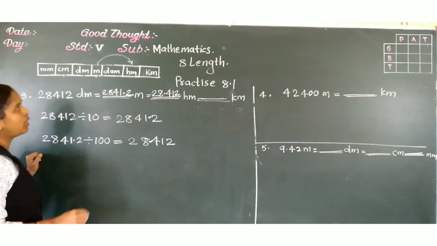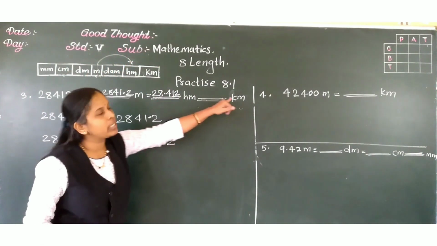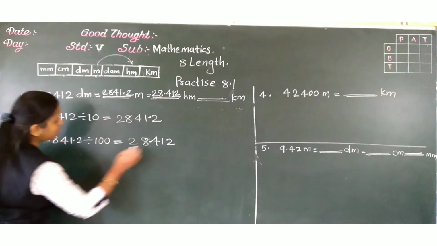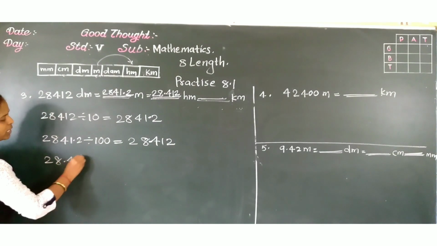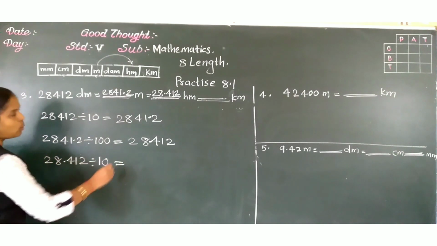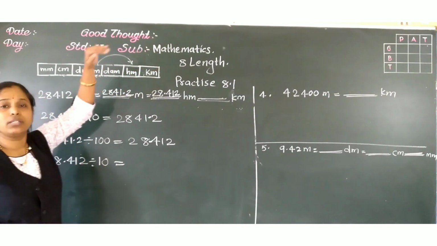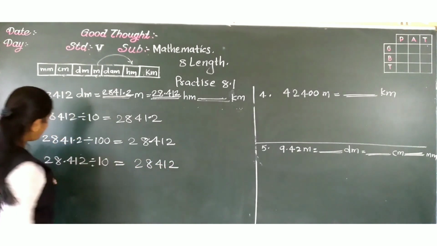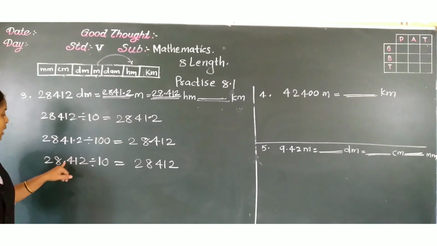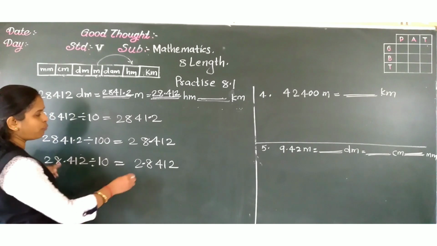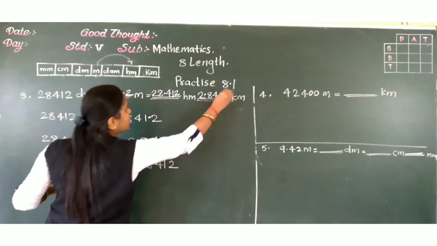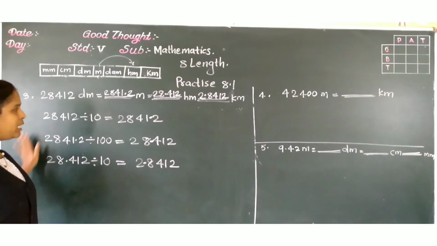That is 28.412 hectometer. Now hectometer we have to convert into kilometer, means only one step, so this answer divided by 10. Only one step, divided by 10. So write the number as it is. Earlier where is the decimal? See here. Now from here we have to shift one digit to the left side. So it will come 2.8412 kilometer. Okay.